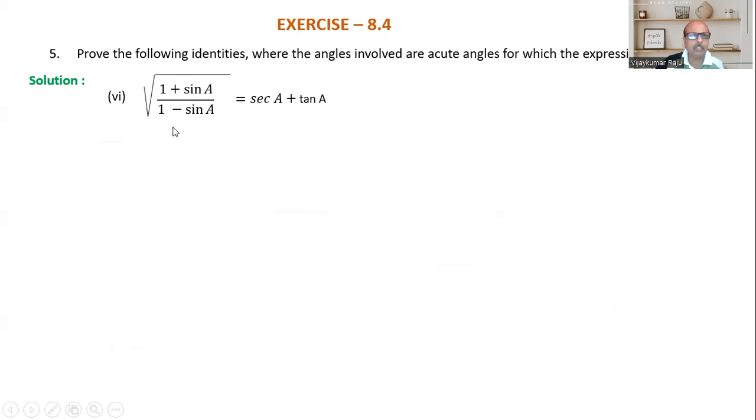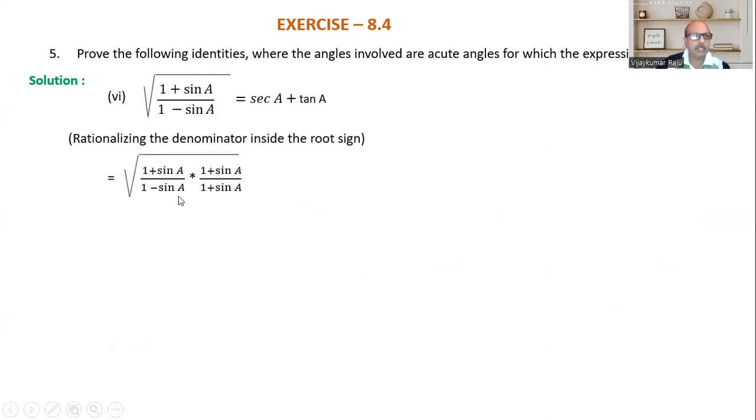Sixth one. Here we first need to rationalize inside the root sign. So rationalize the denominator inside the root sign. It will be 1 plus sine upon 1 minus sine. We will multiply with 1 plus sine, 1 plus sine. The numerator becomes 1 plus sine whole square, upon 1 minus sine square. And 1 minus sine square is cos square, so the denominator is cos square.